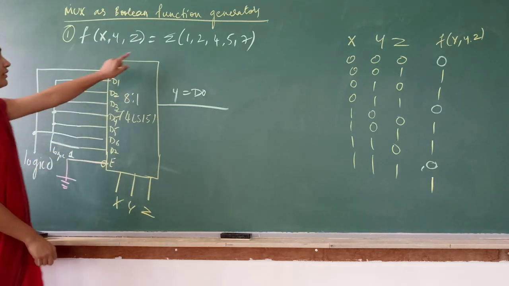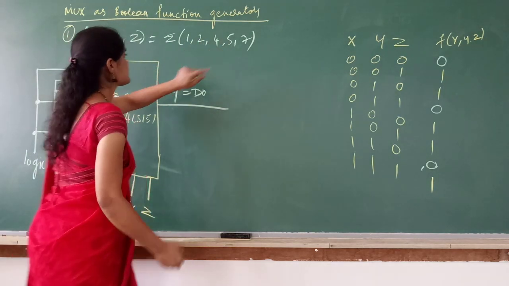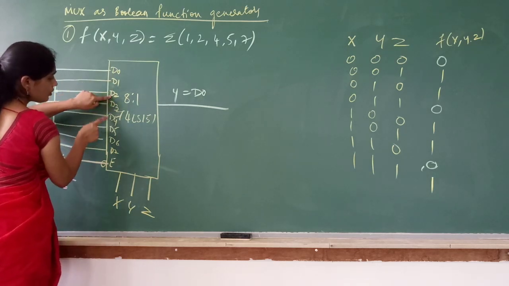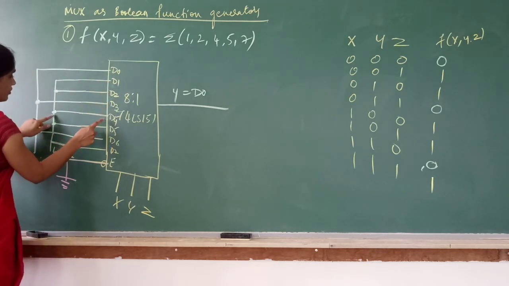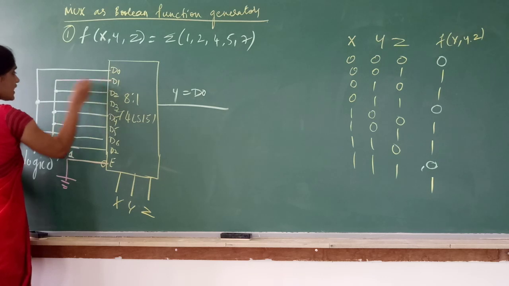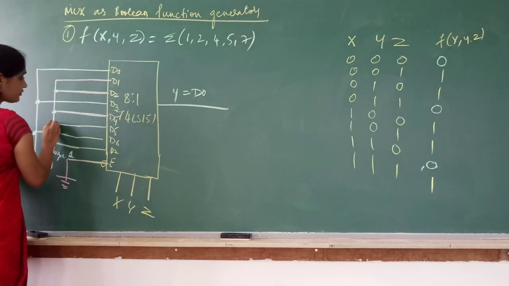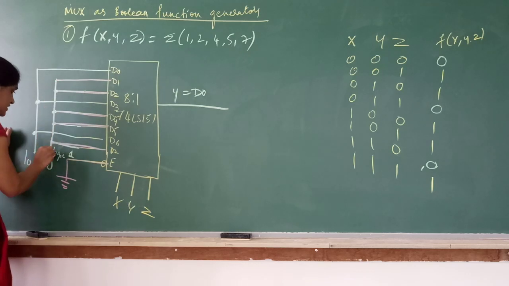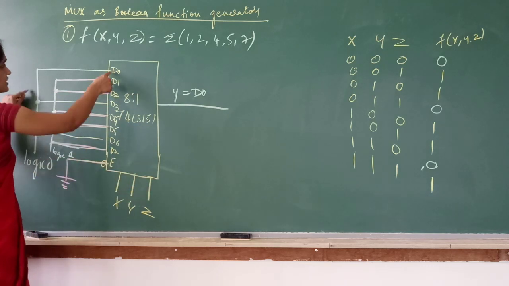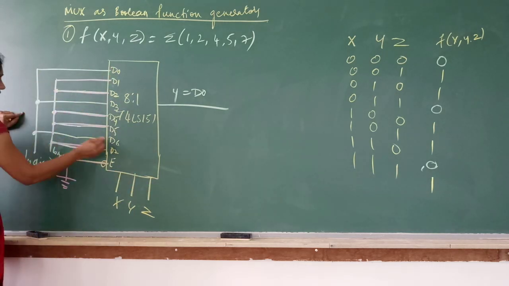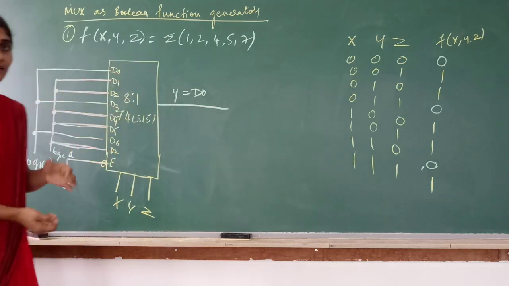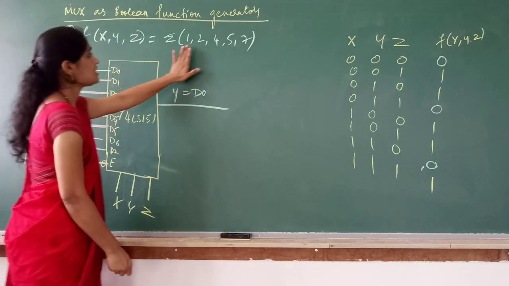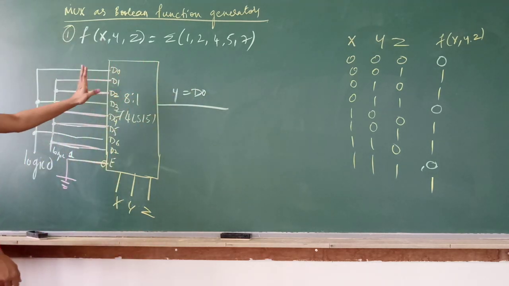Okay, simple. When min terms are given as 1, 2, 4, 5, 7, connect 1, 2, 4, 5, 7 to logic 1. Other terms, except 1, 2, 4, 5, 7, what are left out? 0, 3, 6 to logic 0. That's all. So you will be getting the output. Very simple, right? We don't need any external gate. Just connect these to logic 1, remaining to logic 0.